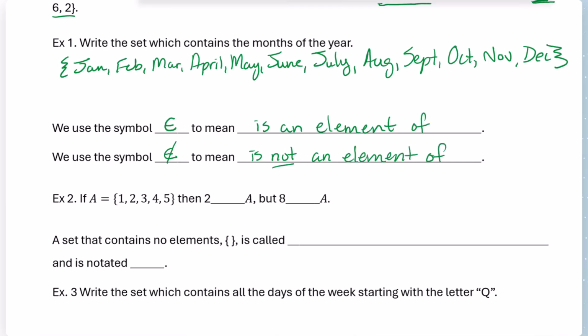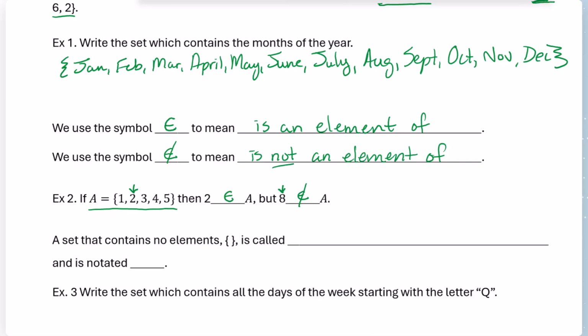So for example, we're going to look at the given set A = {1, 2, 3, 4, 5}. Then we could say that 2 is right there. 2 is in the set. So 2 is an element of A, but is 8 in my set? 8 is not in my set, so we would say it's not an element of A.